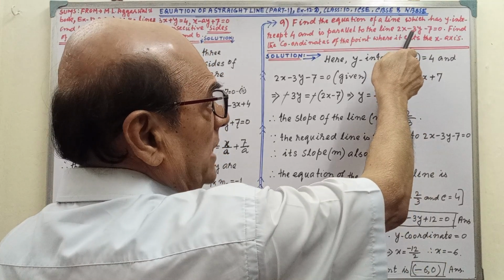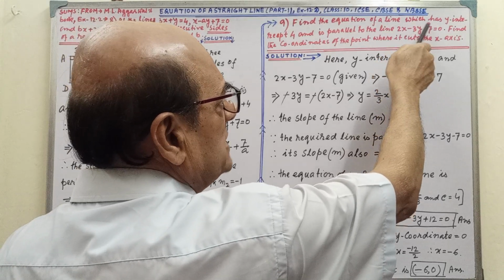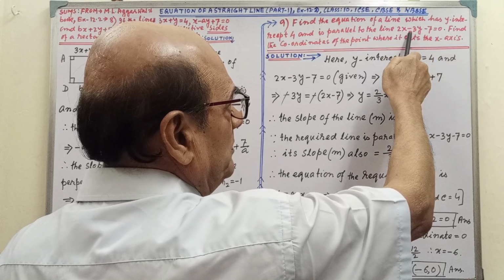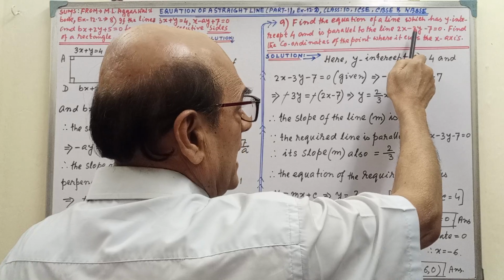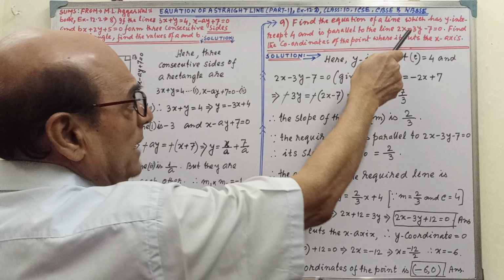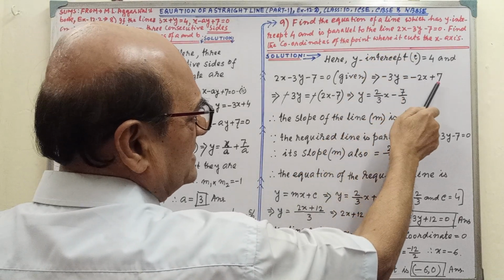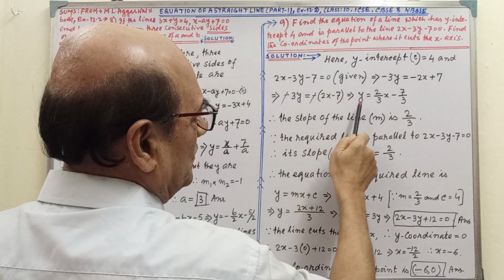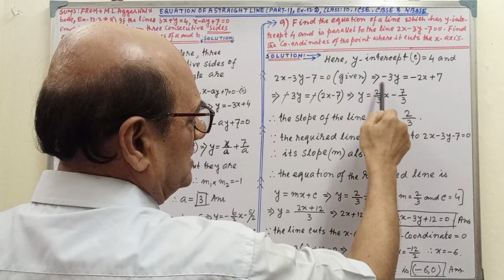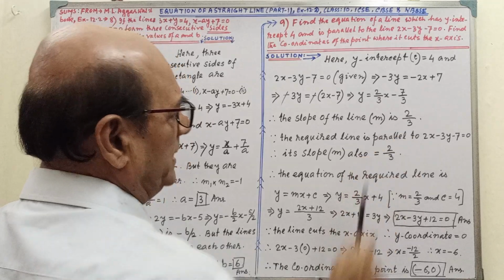So the condition of parallel is m1 equal to m2. This is why from this equation we have to find out the slope, and whatever slope this equation has, exactly the same slope will be of the required equation. This is why we have to first find out the slope of this equation. So we have to convert into intercept form. By intercept form, we are getting y equal to 2 by 3 x minus 7 by 3. So the slope is 2 by 3. Therefore, the slope of the line m is 2 by 3.